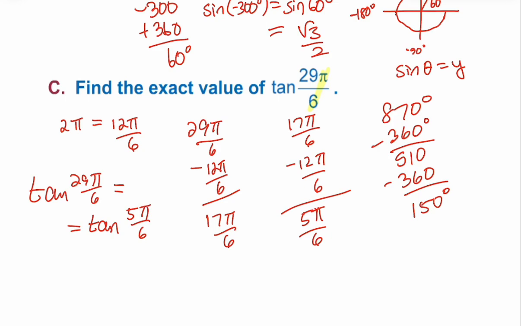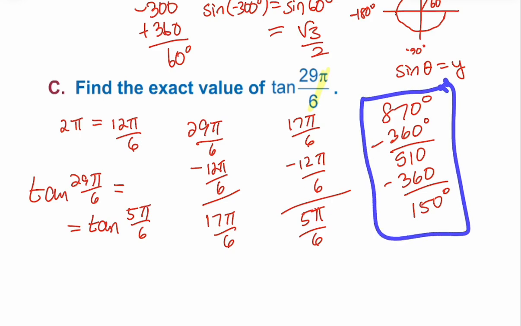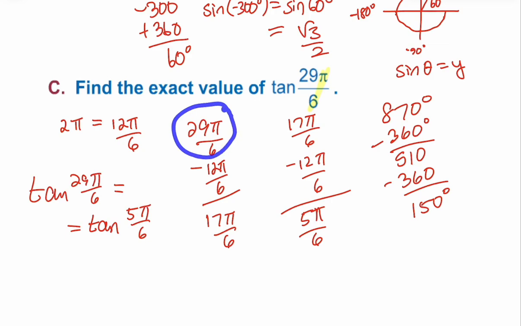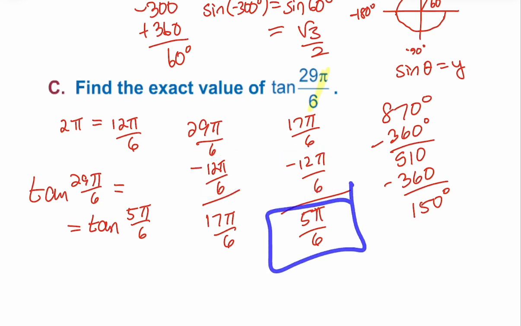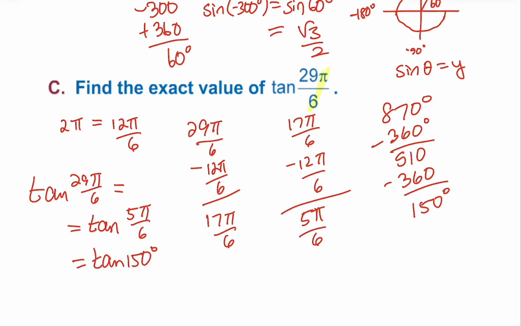So no matter if you change it to degrees, we have to subtract 360 or 2 rotations to find our location. Or if we start with radians and we subtract 2 pi, we subtract 2 pi again to find our location. No matter how you slice it, guess what? We landed at 150. So that's the key. Where do I land? So let me draw that picture. 150 is right here.